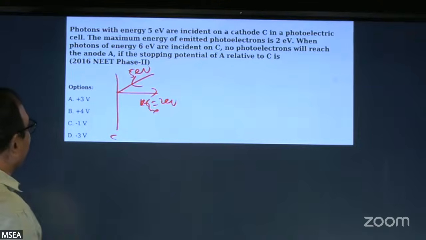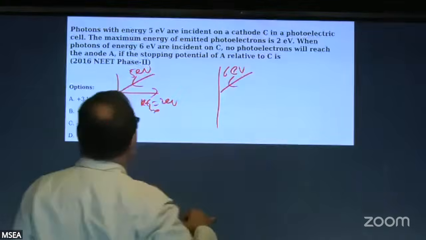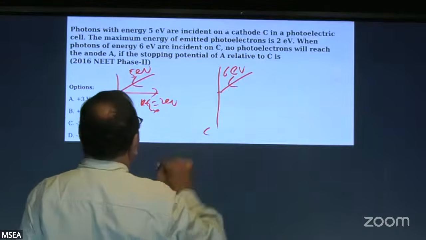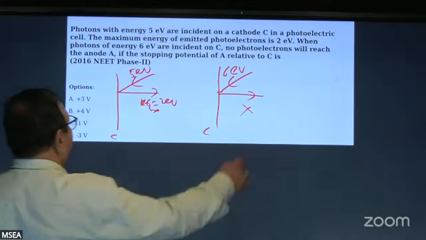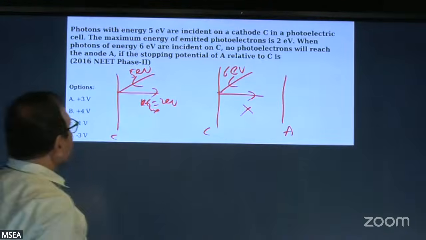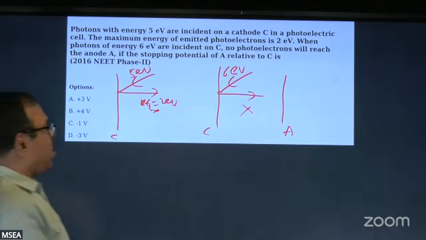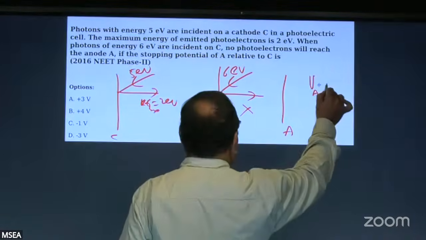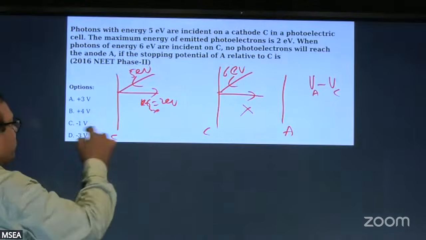When a photon energy of 6 electron volt is incident on the cathode, what is the maximum energy? Then no photoelectrons will reach the anode. Okay, this is the anode. If the stopping potential of A relative to C is asked, then you can calculate the work function.